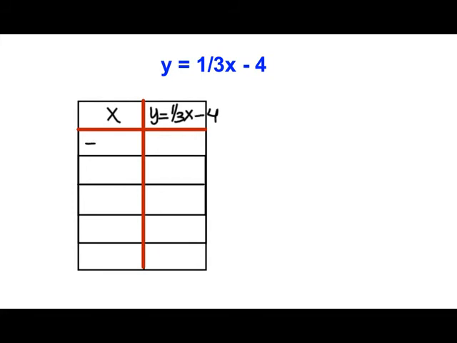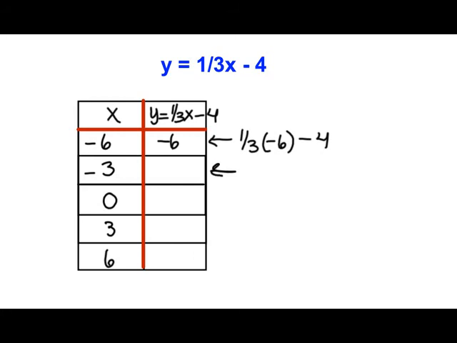So when I pick my positives and my negative numbers, I'm going to want to pick things that are divisible by 3. Otherwise we're going to end up with some messy fractions. So I'm going to pick negative 6, negative 3, 3, and 6. So 1/3 is like dividing by 3. So my first problem is going to be 1/3 times negative 6. So negative 6 divided by 3 is negative 2. Minus 4 more is negative 6.